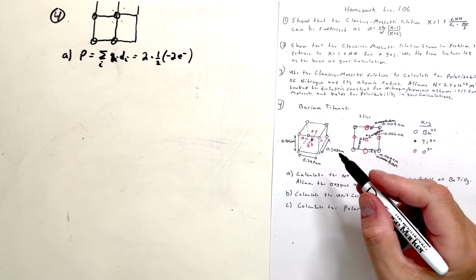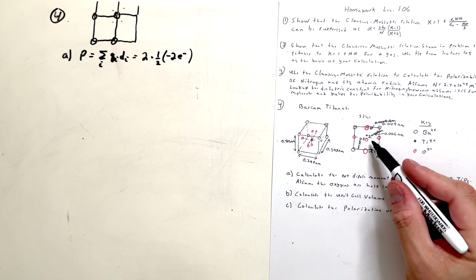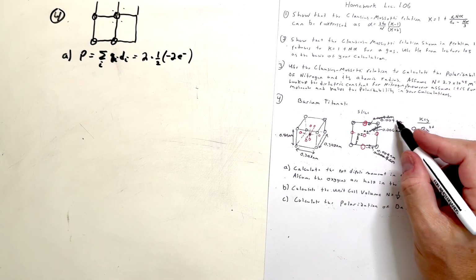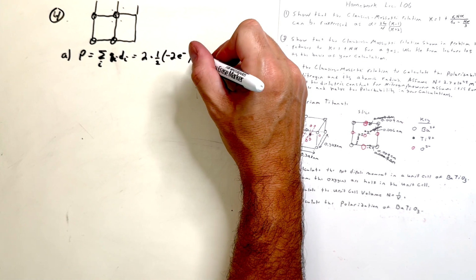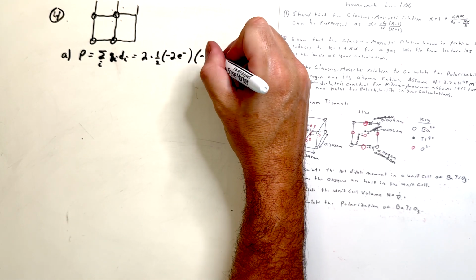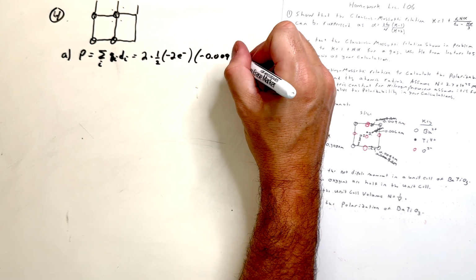And if we look at the displacement in the diagram here, this is a slice, right? A slice. And we see that they're displaced by -0.009 nanometers. -0.009 nanometers.